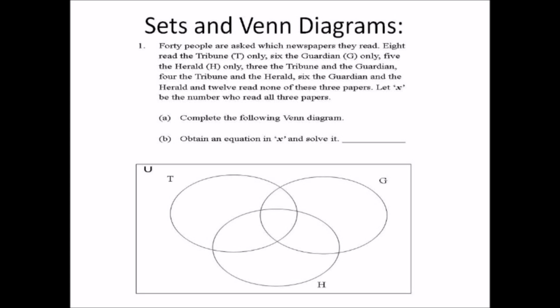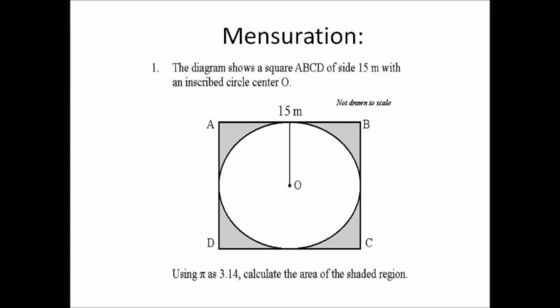Got it? Okay. Mensuration, and the diagram shows a square ABCD of side 15 meters with an inscribed circle center O. Using pi as 3.14, calculate the area of the shaded region. So you have to do two calculations. You should know what those two calculations are, and then you have to do subtraction, and then you'll be able to give me the answer. Remember, you're dealing with area, so write the answer properly to get full marks.